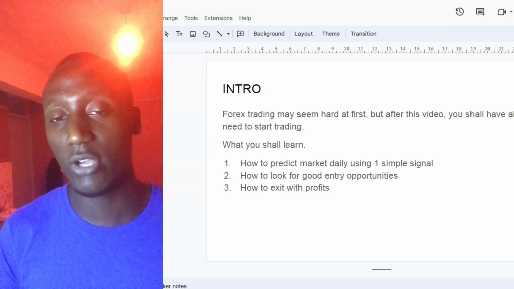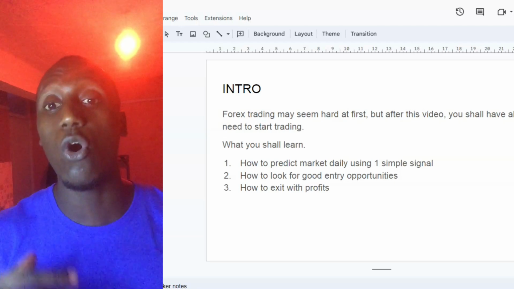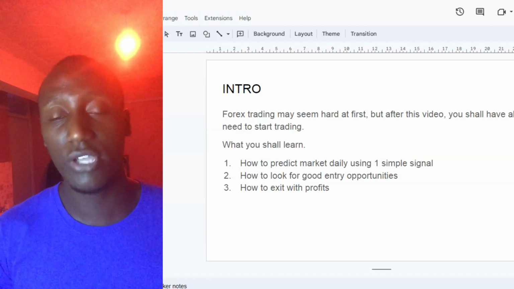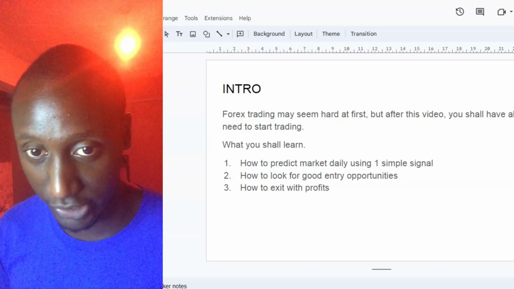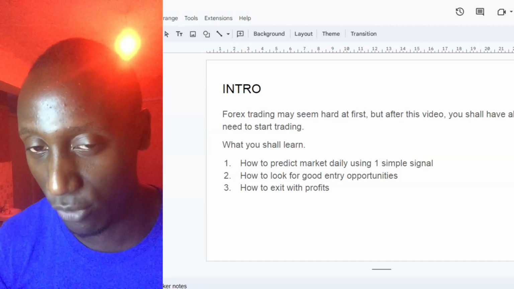Simple, like clockwork. So expect to learn, number one, how to predict the market on the daily time frame or the higher time frames. Number two is looking for those high quality entries. And then number three is making sure that we take money off of the table.